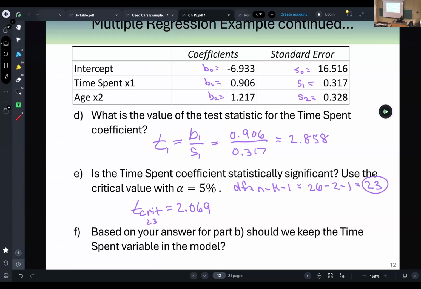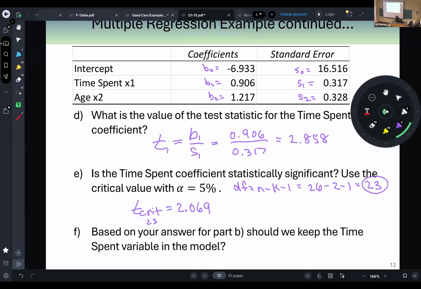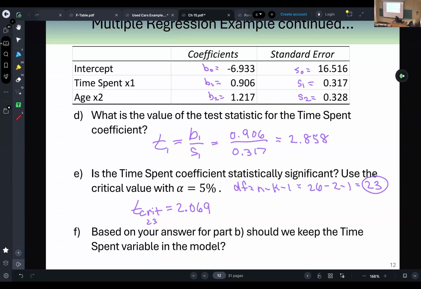Okay, compare the two values. Are we going to keep the time spent, or is it good? Compare that value to this value. If it's good, we keep it and it's a good predictor. If it's not, what are we going to do? What are we hoping for here?